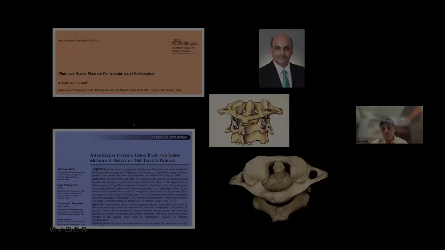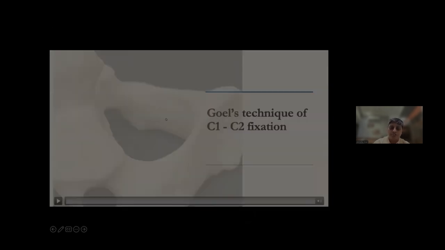Now, of course, the most important part in this craniovertebral junction is the fixation for the C1, C2 region, which is important for atlantoaxial dislocations and for basilar invagination, as you all know that Professor Goel has revolutionized the treatment of this craniovertebral junction. And I will just show you a few steps quickly.